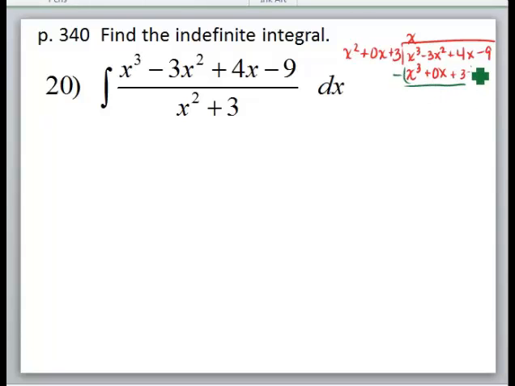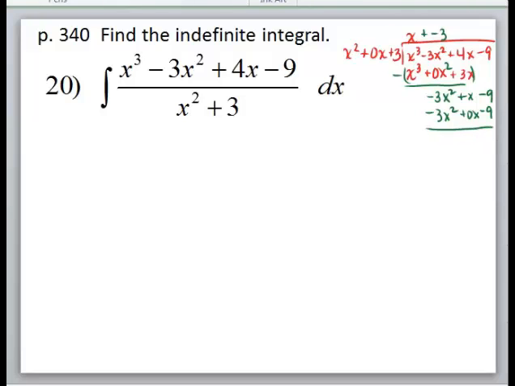When I subtract that whole quantity, I end up getting negative 3 minus 0, which is negative 3. Well, I left my squared off here. Negative 3x squared. x times 3 then, or x times 3. 4x minus 3x is an x, and then I'll break down my minus 9. I will then say that a negative 3 times x squared is a negative 3x squared. A negative 3 times 0 is a 0x. And a negative 3 times a 3 is a negative 9.